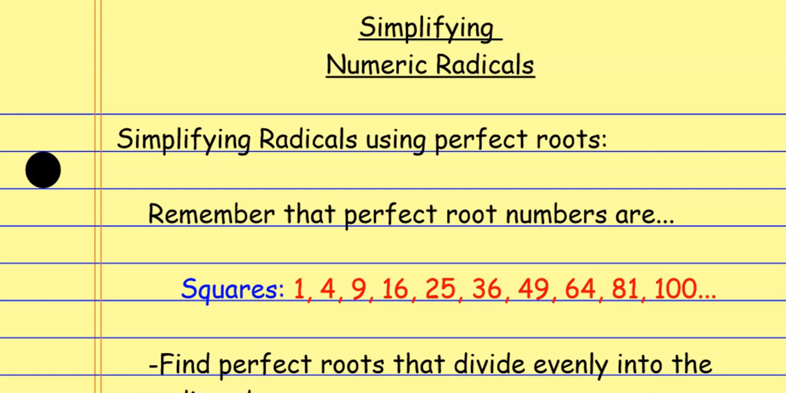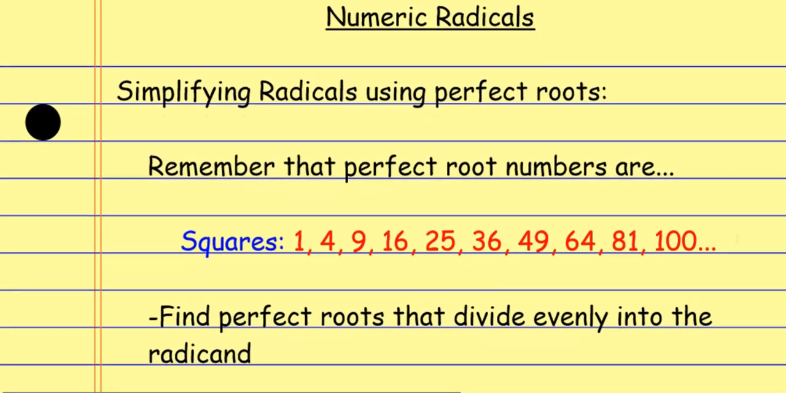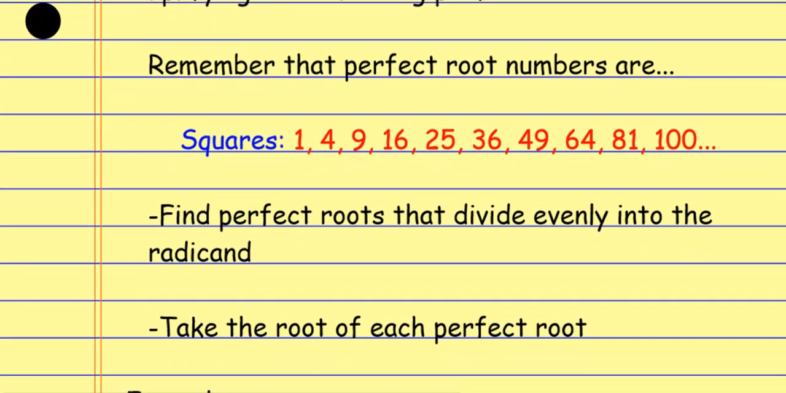Just a reminder of some of our perfect square numbers, and you probably have a bunch of these memorized. But 1, 4, 9, 16, these are all values that we can take the square root of very easily and very readily without the use of a calculator. We all know that the square root of 1 is 1. The square root of 4 is 2. The square root of 9 is 3. The square root of 16 is 4.